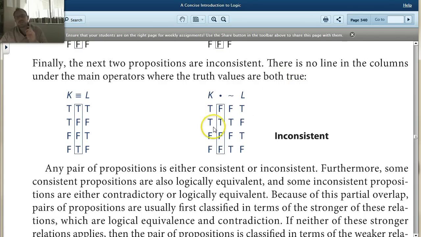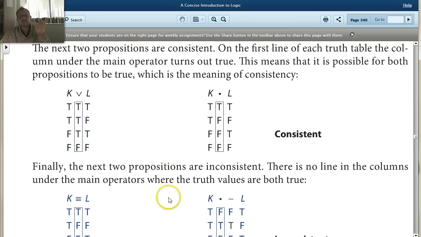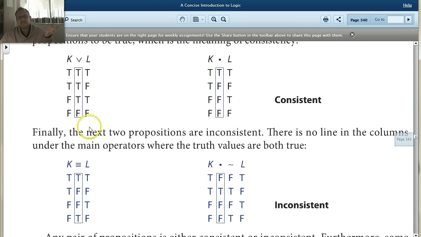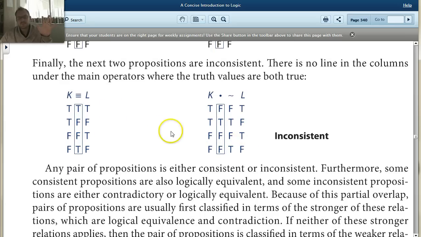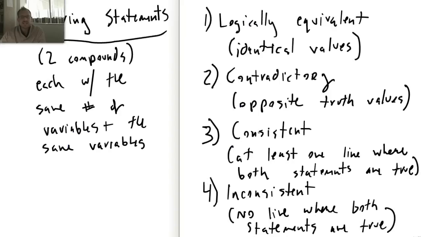And this is important because one of the things I've noticed is that oftentimes students accidentally make the mistake, both in terms of consistency and inconsistency, of thinking that if there's a line where they're both false, it's consistent. That's not the case. It has to be truth. And simultaneously, people can get this mixed up because here this was true and this was false. This was true and this was false. And this is false and this is true. You might think that they're logically contradictory. They're not because of this third line. Okay, so that is essentially how you classify and compare statements.